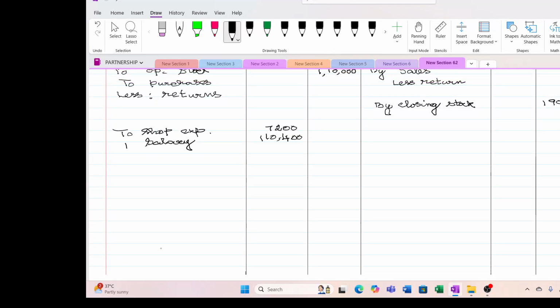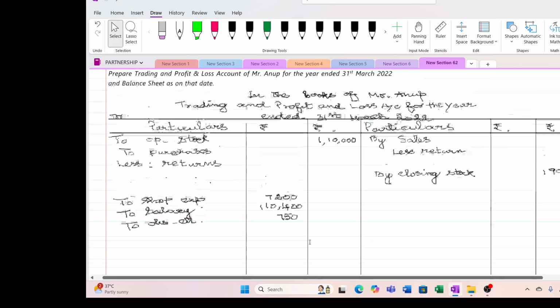To discount charges, so that your double entry completes here. See here, you have debited the bank account and you have debited the P&L account for total 19,250 and 750, and you have credited the bill receivable by 20,000. Okay. Next item, we will see the next item.